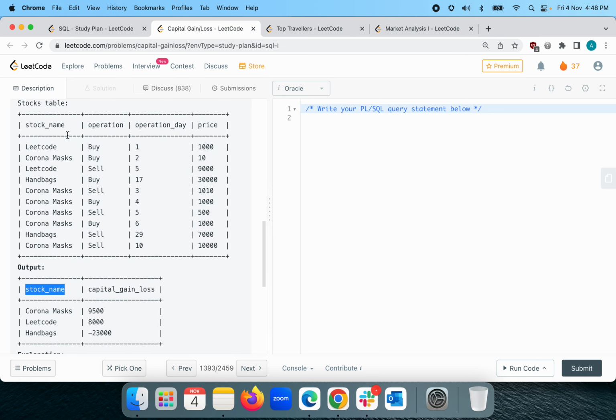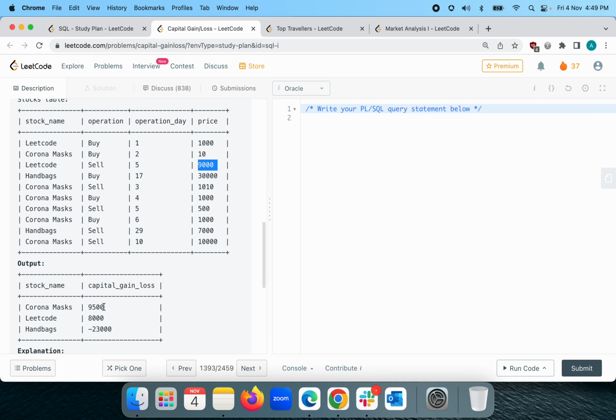Stock name is mentioned, and capital gain loss. So what we need to do is for each stock we need to find the net profit or net loss. Let's see for LeetCode. We buy on day 1 and the price was 1000, and we sell it on day 5. What was the price at which it was sold? 9000. So 9000 minus 1000 is 8000 rupees. So 8000 is our total profit. If we come down, we can see it here also: it is 8000 rupees, the net capital gain or loss.